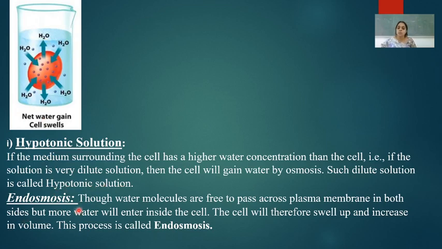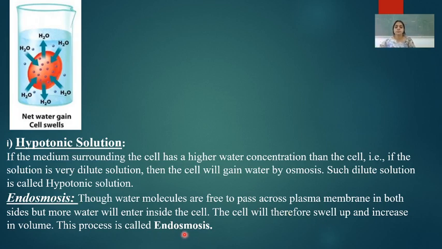Okay. Endosmosis. Though water molecules are free to pass across the plasma membrane in both the sides, you can see this is getting in, this is getting out. There is a movement. So water molecules are getting in, water molecules are moving out. But you can see the net movement of water is more inside. It is moving inside. Hence, the cell will start swelling up. There is increase in the volume. This is known as endosmosis.